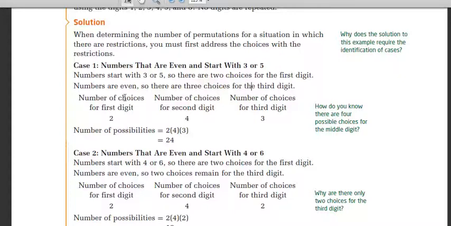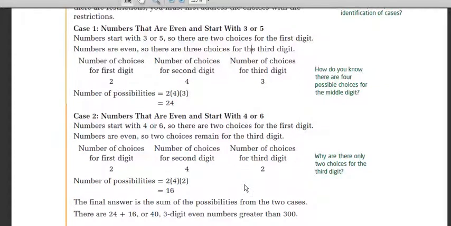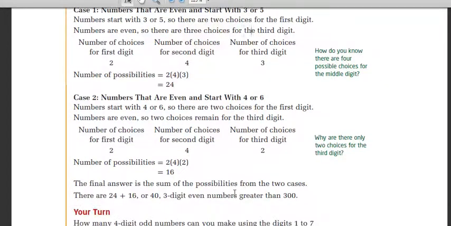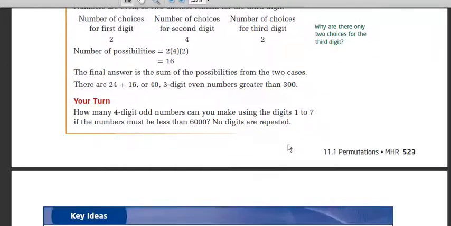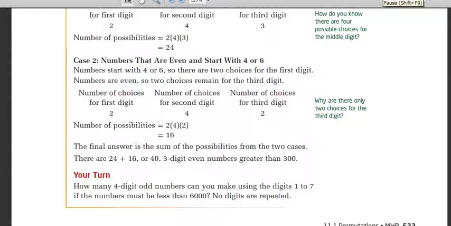All right. Permutations with constraints. Again, reading questions carefully and making sure you understand what the question's asking will help you get through some of those questions. Cases as well, determining the different number of cases depending on what the question is. It says for this one example, how many different 3-digit even numbers greater than 300 can you make using the digits 1, 2, 3, 4, 5 and 6? Sorry, no digits are repeated.